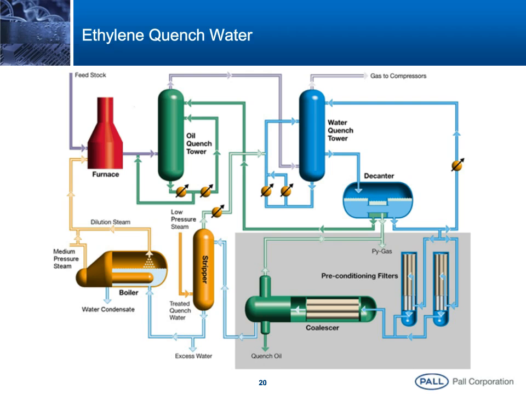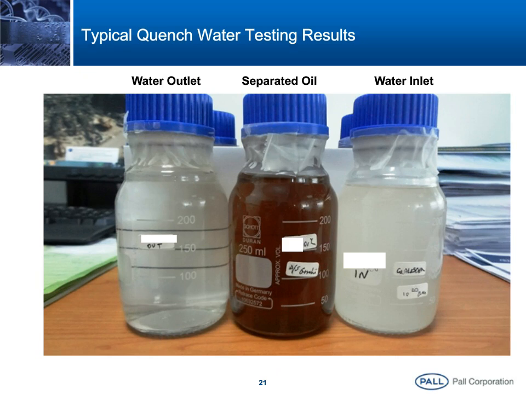Here we are seeing some typical results from field testing of these quench waters in ethylene plants. The samples were collected at various points, at the inlet of the coalescer, at the outlet of the coalescer, and also the different fluids that were collected from the coalescer, the separated fluids. Now the bottle on the right hand side contains the feed. You can see it looks like milk. It is an emulsion of oil and water with very low interfacial tension, and it has some fine solids.